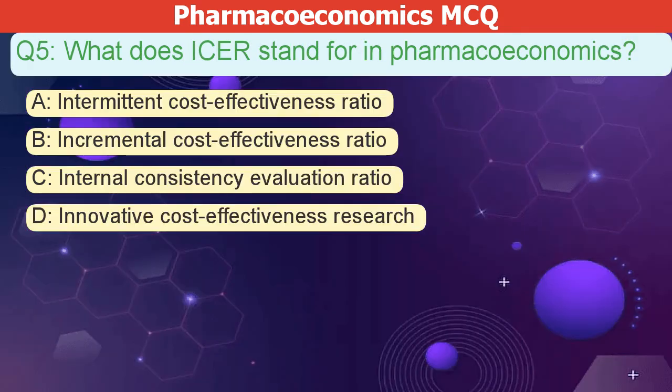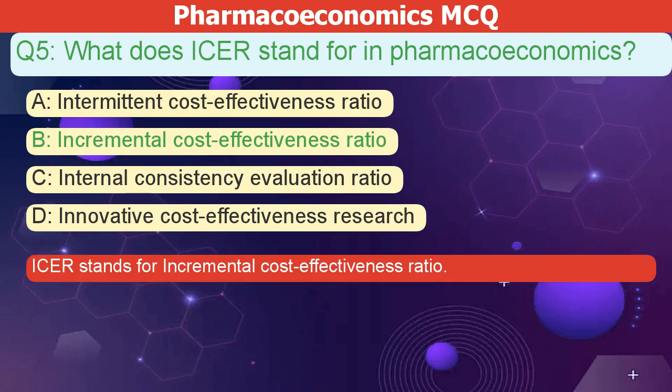What does ICER stand for in pharmacoeconomics? A. Intermittent cost effectiveness ratio. B. Incremental cost effectiveness ratio. C. Internal consistency evaluation ratio. D. Innovative cost effectiveness research. The correct answer is B. ICER stands for incremental cost effectiveness ratio.